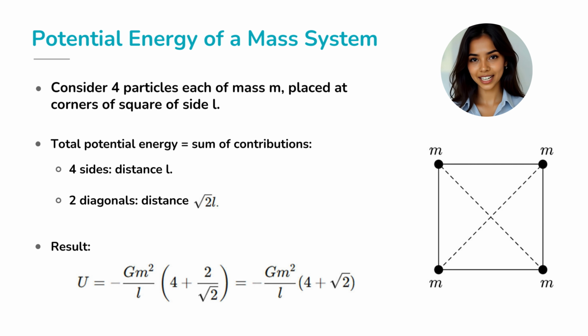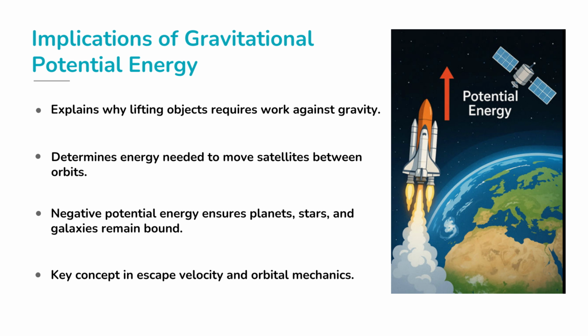Adding these, we get U equals minus Gm squared over L multiplied by (4 plus root 2). This is a neat demonstration that system potential energy is just the sum over pairs, no shortcuts, no magic, just physics bookkeeping. Now let's link this to real life.